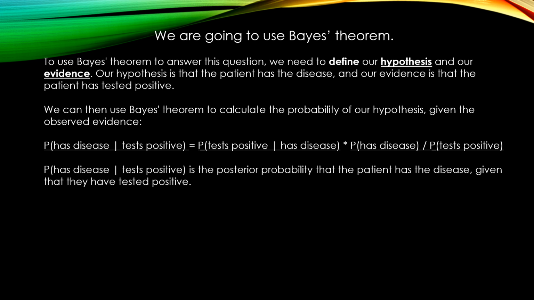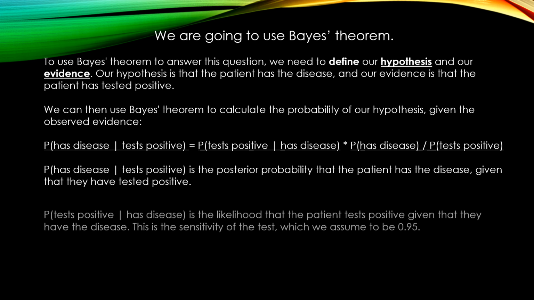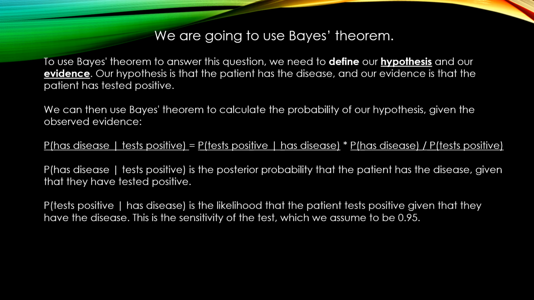All right, let's take a look. Where it says P has disease given tests positive, the probability that the patient has the disease given that they just tested positive is called the posterior probability, okay? Some notation there. The probability that they tested positive, given that they have the disease, is the likelihood that the patient tests positive, given that they have the disease. This is the sensitivity of the test, which we assume to be 0.95, otherwise known as 95%, or 95 out of 100 people. All right, 0.95, cool.